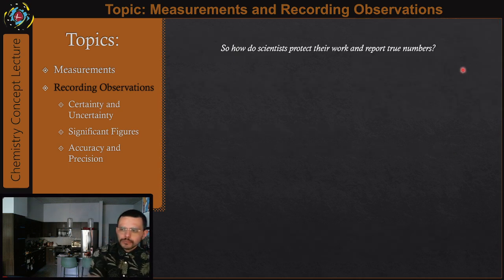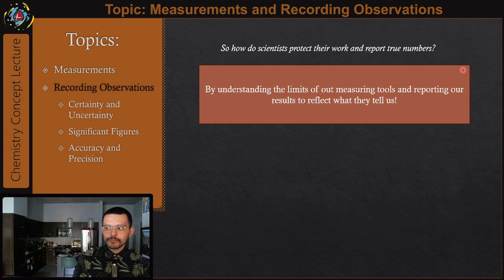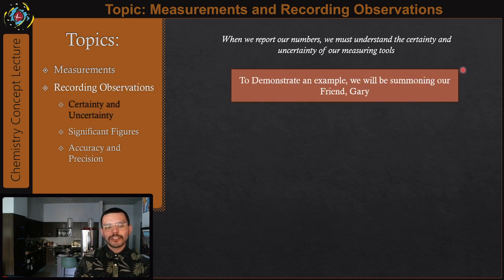Okay, so back to recording our observations. So how do scientists protect their work and report true numbers? Well, we need to understand the limits of our measuring tools and report our results to reflect what they tell us. We are trying to reflect the reality of the world, not what we want to do, which is what Hendrik Schoen was doing. So we also need to know what our numbers don't tell us.